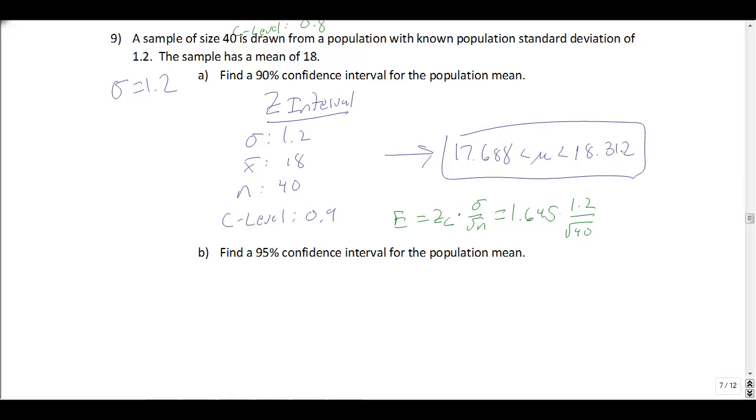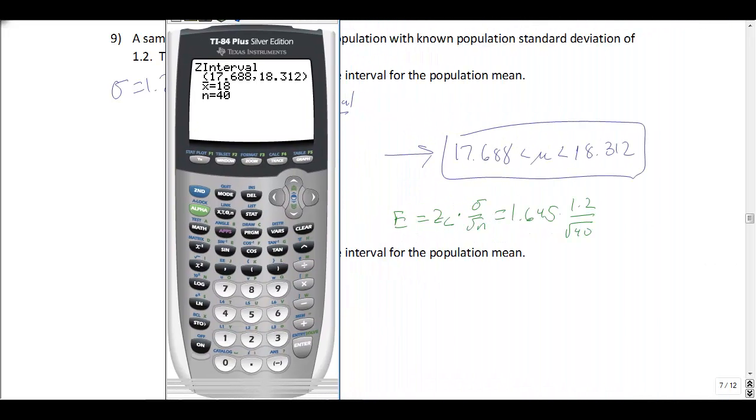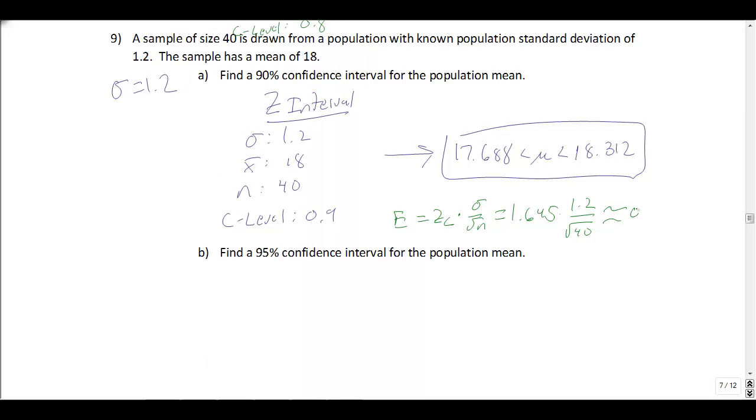So you should really get about 0.312, because 18 plus that is 18.312, and 18 minus 0.312 would give me 17.688. Let's verify that. 1.645 times 1.2 divided by square root of 40. I get 0.312. So you could build this that way as well.